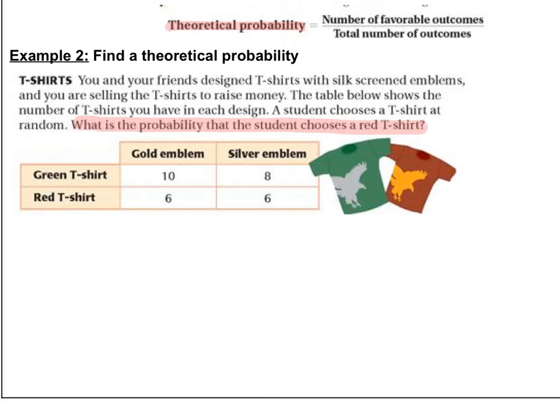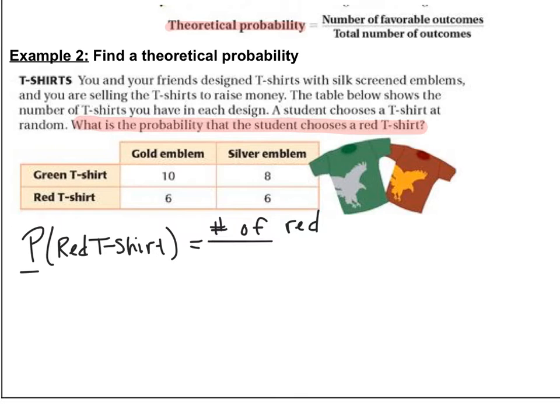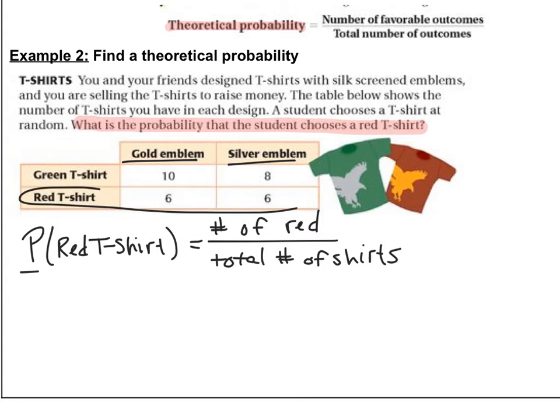Okay, so how we are going to write this, because there's shorthand for everything in math, is we say the probability of a red t-shirt. Turns out that probability is a long word, and we don't like to write that out. So we just put P of red t-shirt. So that would be the number of red shirts over the total number of shirts. So we come up here, we want to look. Doesn't say anything about any emblems, it just says a red t-shirt. So the total number of red t-shirts is 12.